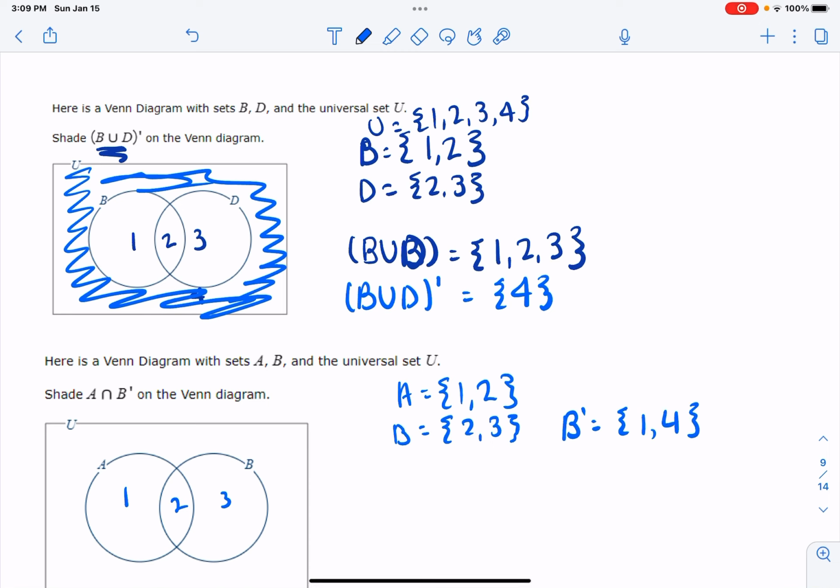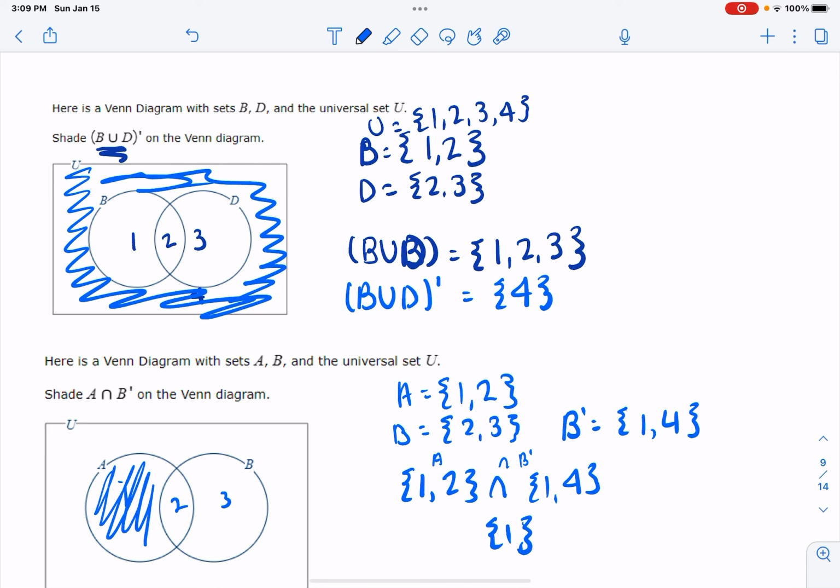Okay, so what's not in B? So then I'm going to do the intersection between the two. So I'm going to do the intersection of A, which is 1 and 2, and not B. So what do they have in common? They have 1 in common. So, just the 1. So I would shade where just the 1 is.